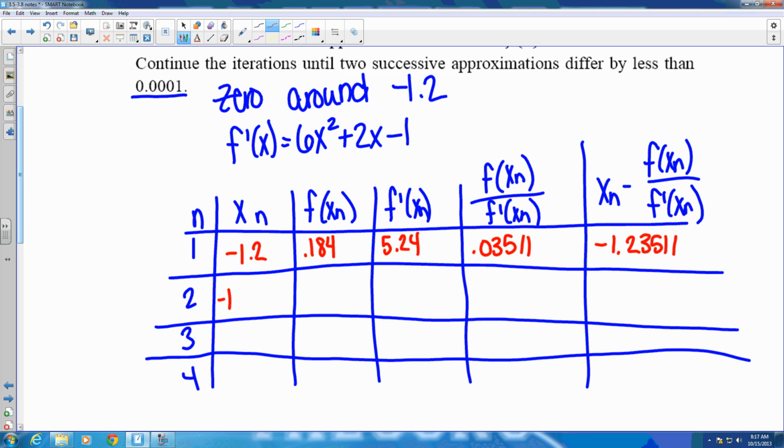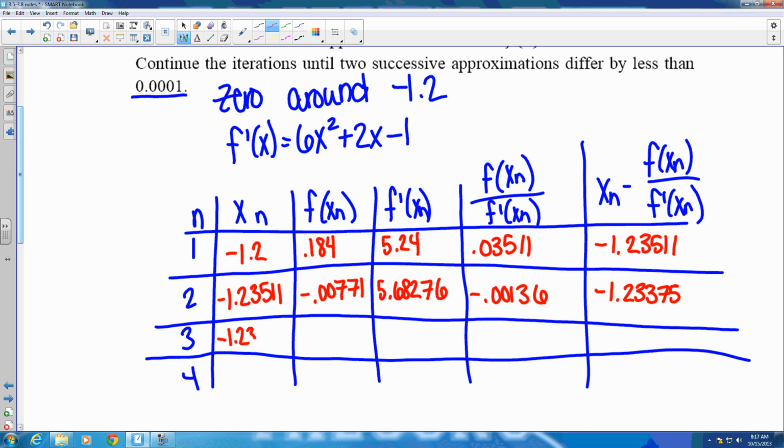So we're going to use our previous answer and redo. Put into the function, we get negative 0.00771. Put into f prime, we get 5.68276. Divide those two answers, you get negative 0.00136. And subtract, we get negative 1.23375. Those two are not less than 1/10 of a thousandth close to each other, so we do this again.